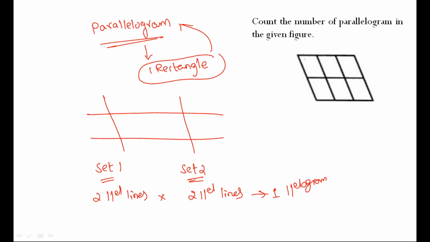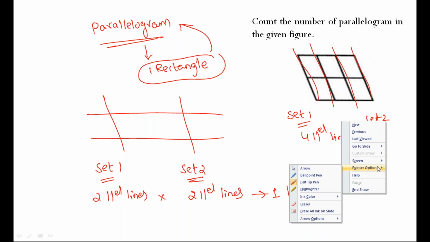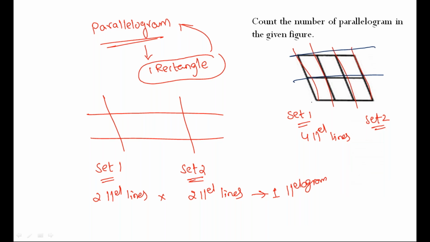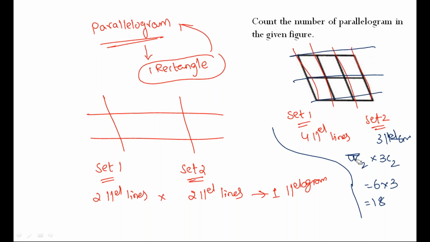Now here, if you apply that, I have four parallel lines in set one: 1, 2, 3, 4. All those are parallel, that is one set. The second set has only three parallel lines, so I'll mark it now. These are the three. Now how many do you require? In set 1 you require 2, so 4C2. In set 2 you require 2, 3C2. This is 6 into 3, total 18. 18 is the total count.